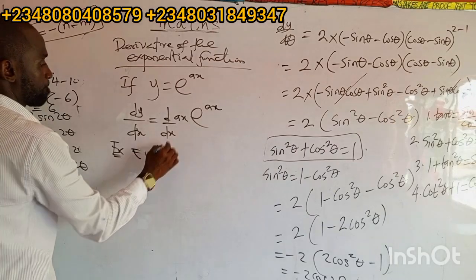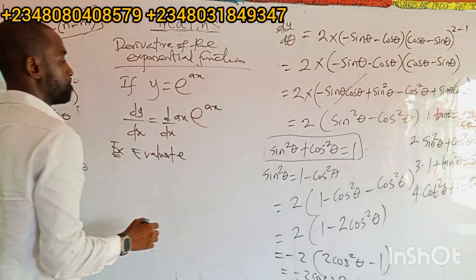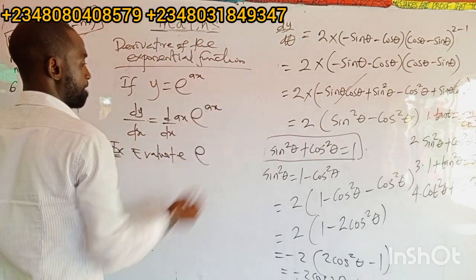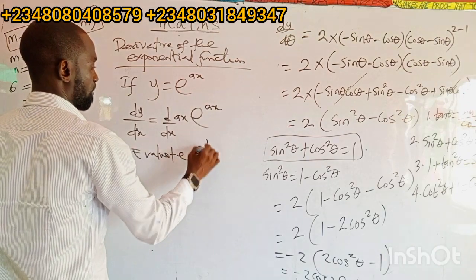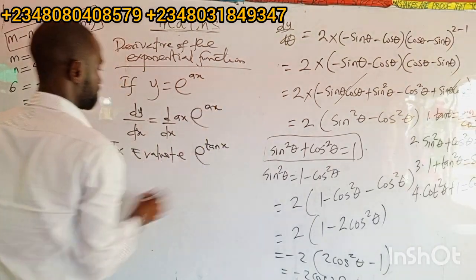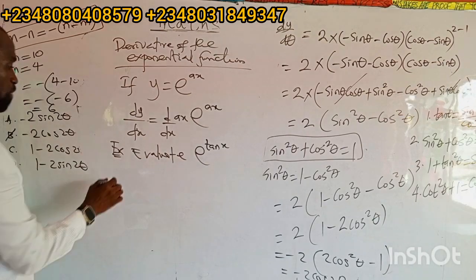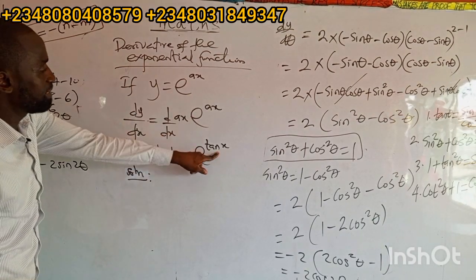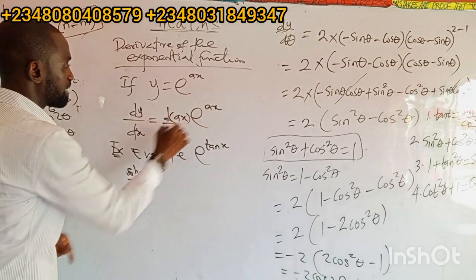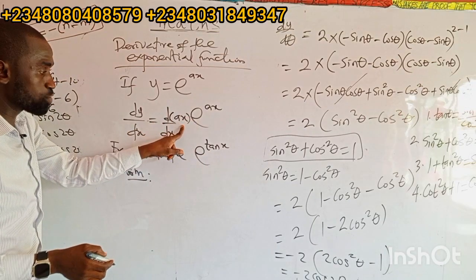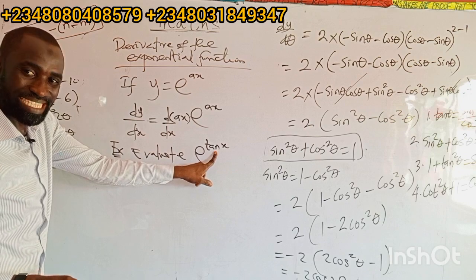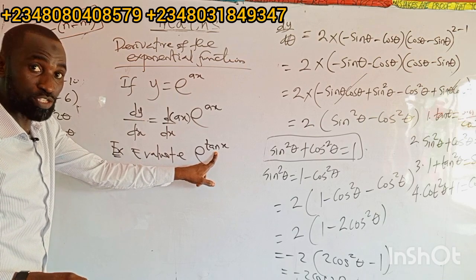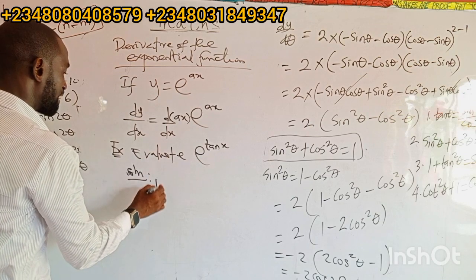Example. Evaluate e raised to power tan x. What's the answer, class? What will I do? I will differentiate what I have on top. Are you with me? So I will differentiate tan x. If I differentiate tan x, I will have sec square x. So this is our dy/dx.